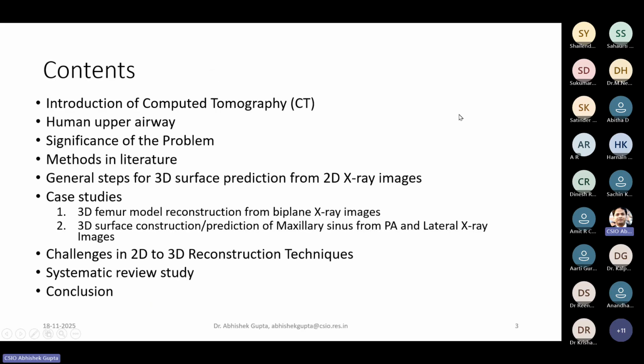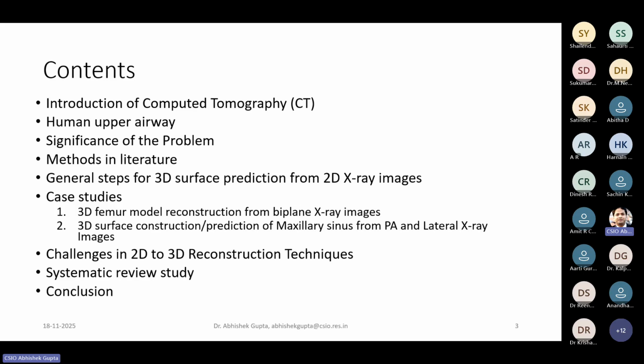Right. So in the talk, I will be discussing computed tomography, then the human upper airway, as this analysis is on the human upper airway. Then the significance of the problem, then a few literature methods, then the general steps which can be used for 3D surface prediction from two-dimensional X-ray images. Then we'll take two case studies. One is femur model reconstruction from biplane, or two, X-ray images, which was done by IIT Bombay. I will be including this one.